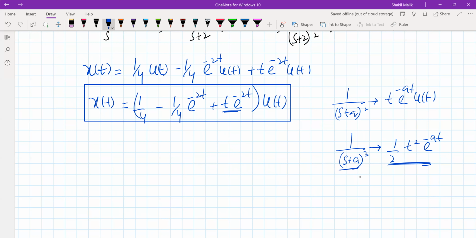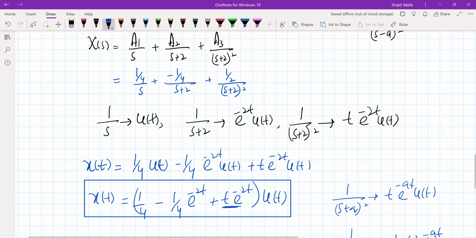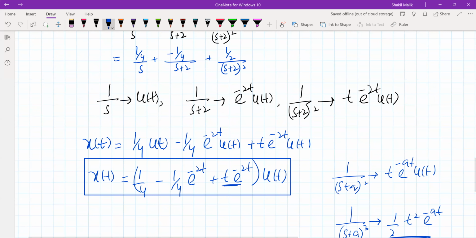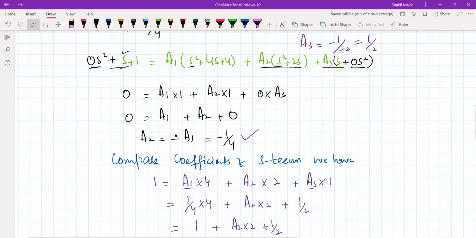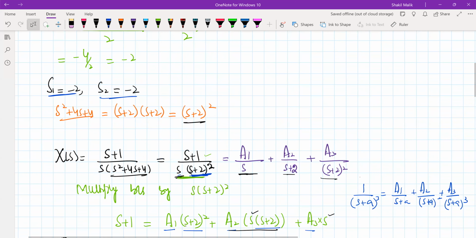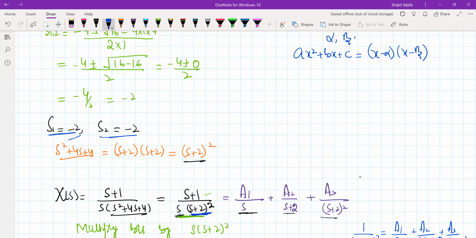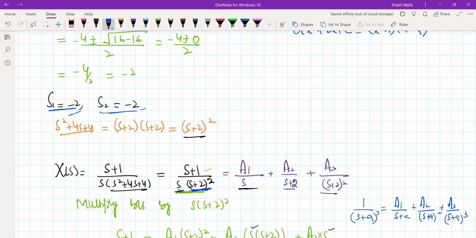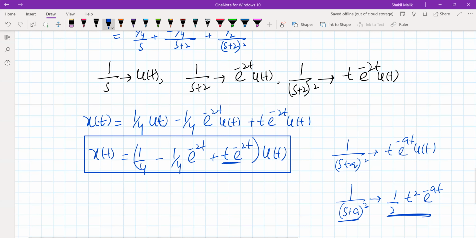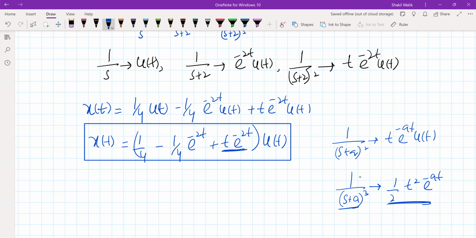But since we are talking about quadratic terms, we have a quadratic polynomial here, and the roots are repeating, meaning we have the same 2 roots. You can check the roots are repeating here, the roots are minus 2 and minus 3. And in this case, we'll have a t term involved here. I hope you got the meaning of this.